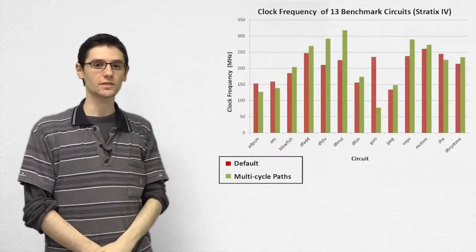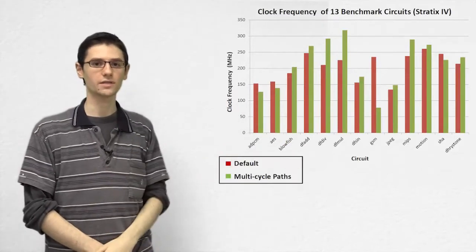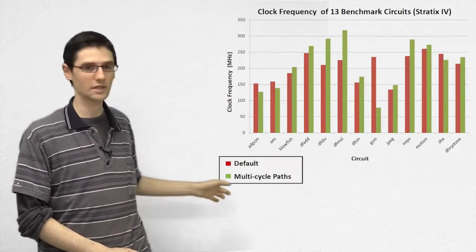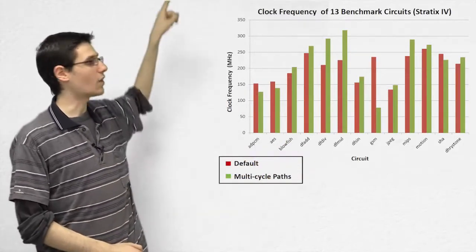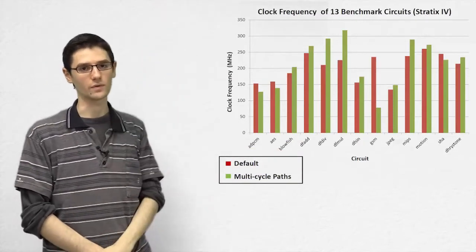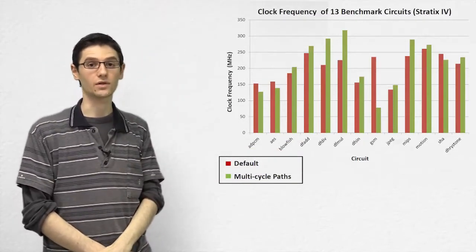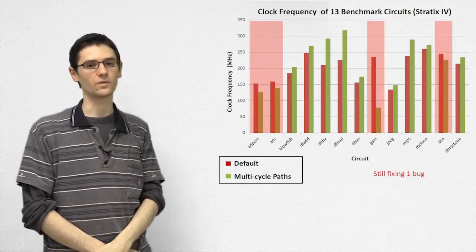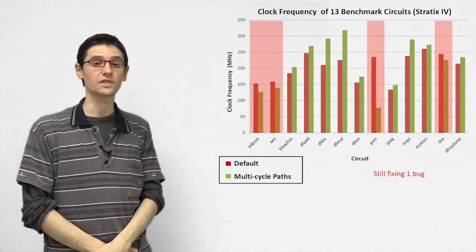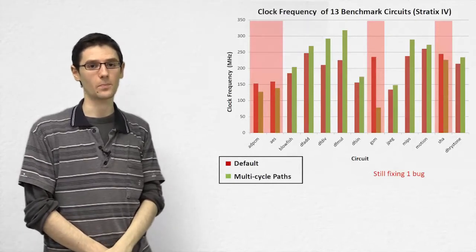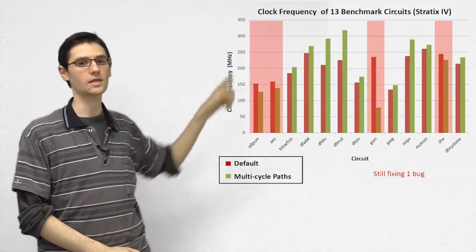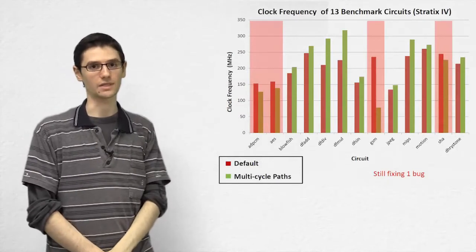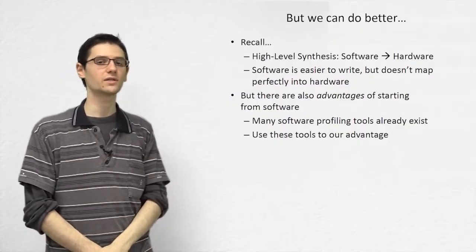It turns out that if we do this across a suite of 13 benchmark circuits, we get speedups. So here I have 13 benchmarks on the x-axis, and on the y-axis I have the circuit speed, or the clock frequency. And we see that in many cases the circuits get faster just by doing this de-pipelining. Some circuits still get slower because of one bug that I'm currently fixing, but in general we see that there are big speedups because of this change. The red is without any changes, and the green is with the change to add multi-cycle paths. Okay, but we can do better.